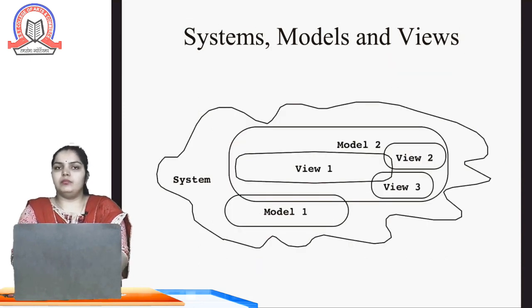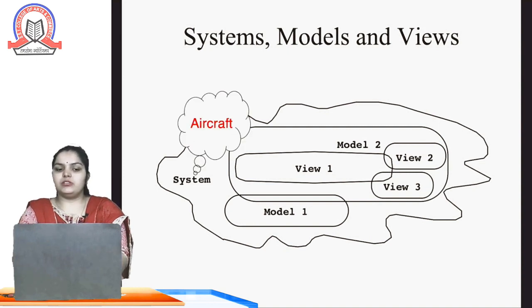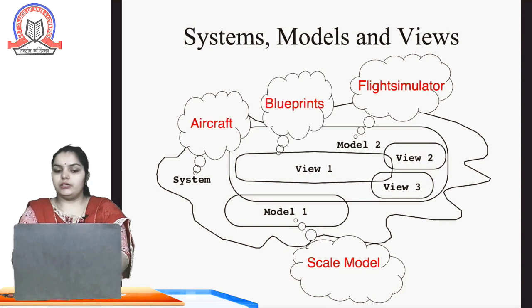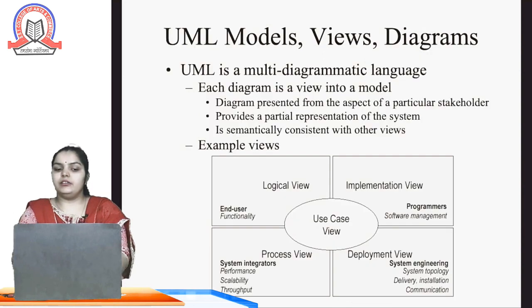If we take a diagrammatic example of system, model and view, here you can see we have an entire system, with two different models and three different views. If the aircraft is the system, we have two models: the first model is the scale model, and the second model is the flight simulator. And if we talk about the views, the blueprint and electrical wiring are the views. So this was the example of a UML diagram where we discussed system, model and views.